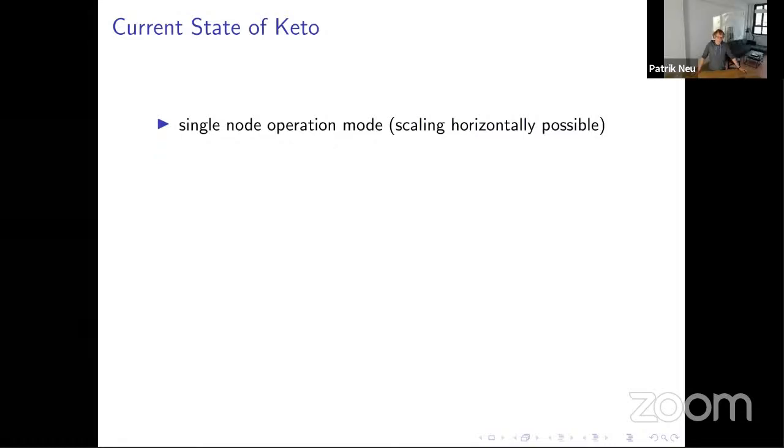Then the current state of Keto. I talked about all of that quite a bit already. So we only have a single node operation mode. You can scale horizontally, of course, if you just deploy more nodes, but there is no inter-node communication going on. All of those things that are described in the paper will be added as we go. So we first wanted to get in touch with the whole data structure with the relation tuples to learn about how they can be used and interpreted.